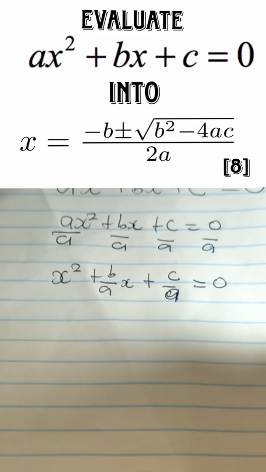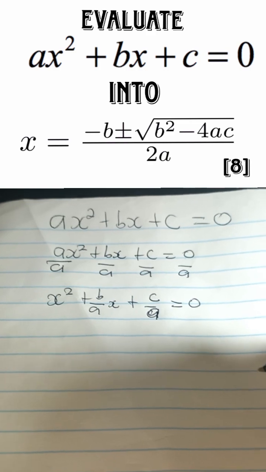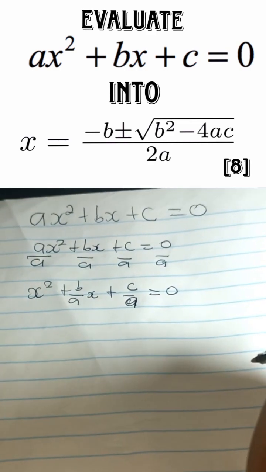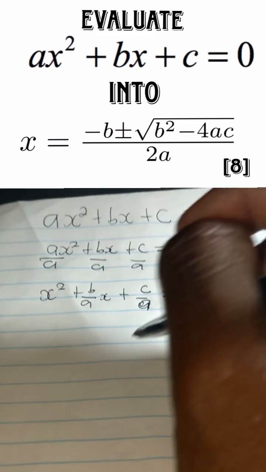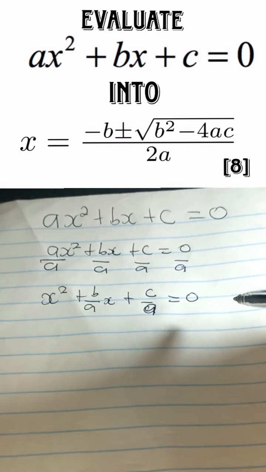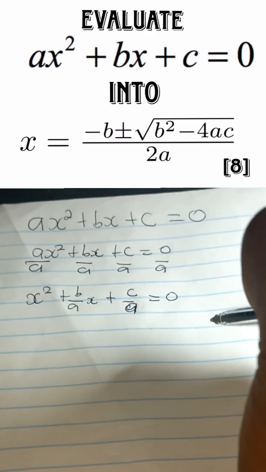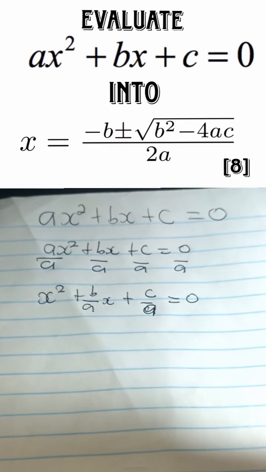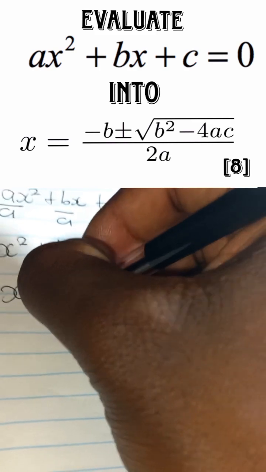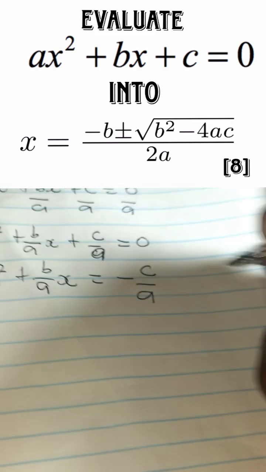Then the second step, we transpose c over a to the other side. We can do that by subtracting c over a on both sides of the equation, or adding minus c over a on both sides. It's going to be x squared plus b over a x equals minus c over a.